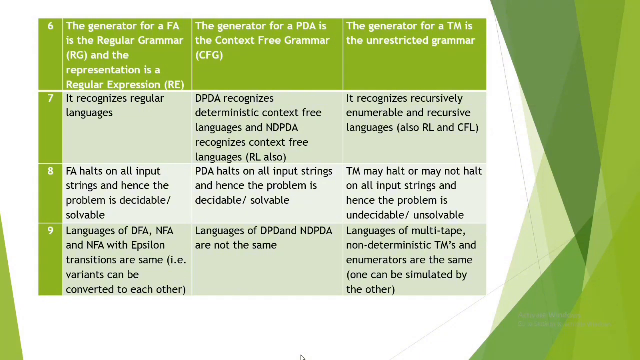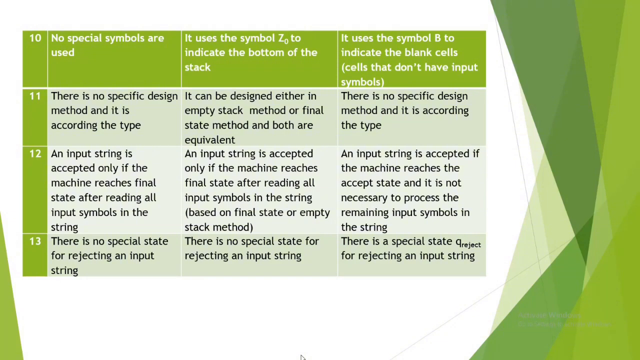Next difference: no special symbols are used in finite automata. In pushdown automata, the symbol Z0 is used to mark the bottom of the stack, and in Turing machines the symbol B is used to indicate the blank symbol. Next difference: in finite automata there is no specific design method and it depends on the type. In pushdown automata, it can be designed either by the empty stack method or the final state method, and both are equivalent. In Turing machine, there is no specific design method and it depends on the type.